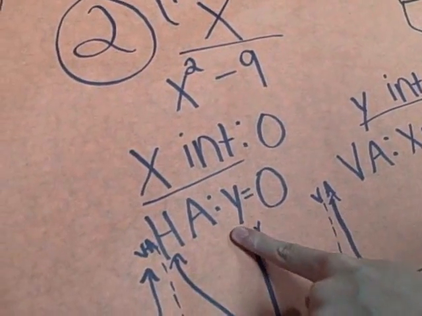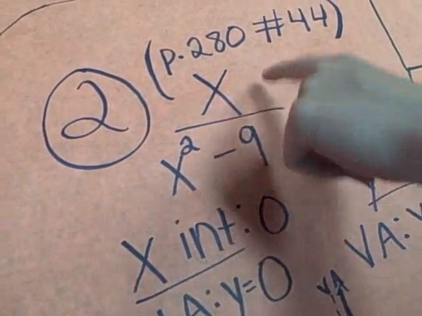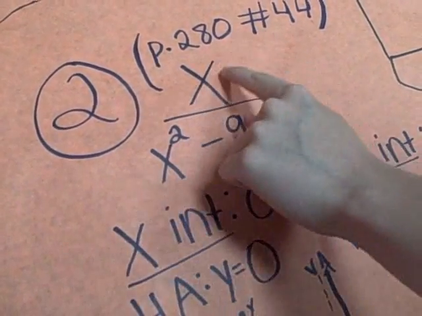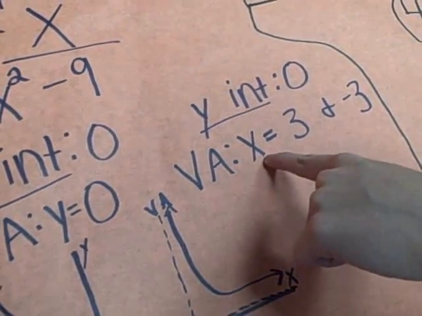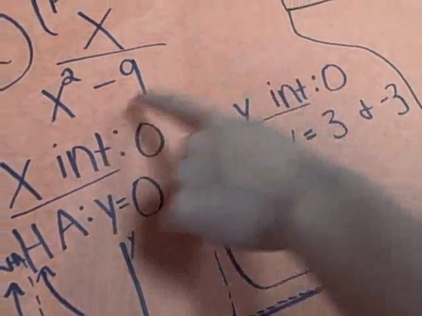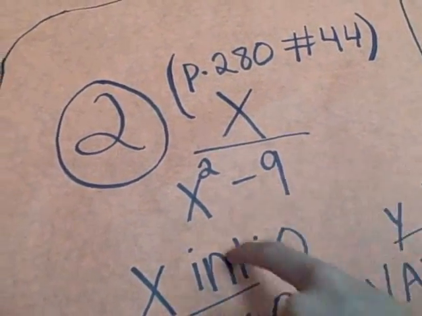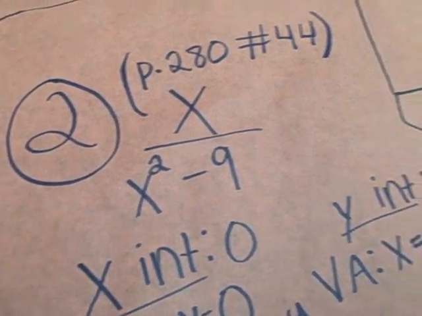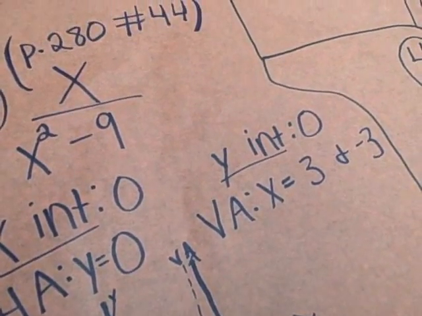Your horizontal asymptote is 0 because, again, the degree on the bottom is bigger than the degree on the top, so you have a squared on the bottom and a 1 on top. Your vertical asymptotes are 3 and negative 3, because how do you get 0 on the bottom? If you put in 3 squared minus 9, that's 0, and if you put in negative 3 squared minus 9, it's going to be 0 too. And our y-intercept is 0 because you have to put 0 in for x.